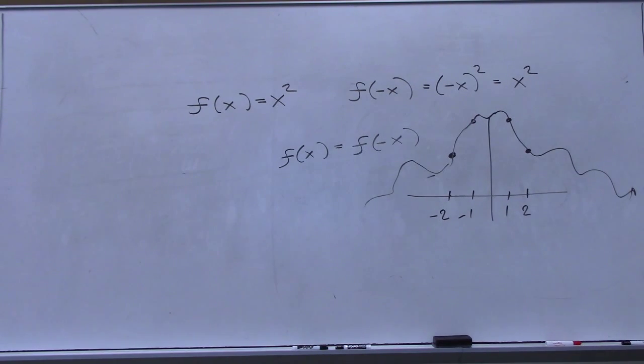So here's an example of an even function right here. And here you can see if I move out x value, positive x or negative x, notice that the y values are always the same. See that? So it's going to look the same no matter which way you move. Okay, that's called an even function. So even functions are reflections over the y-axis.